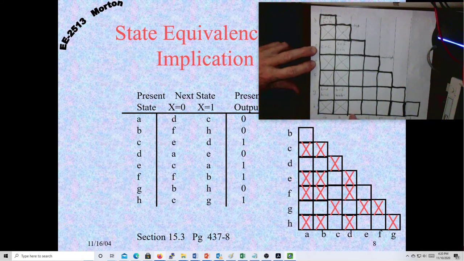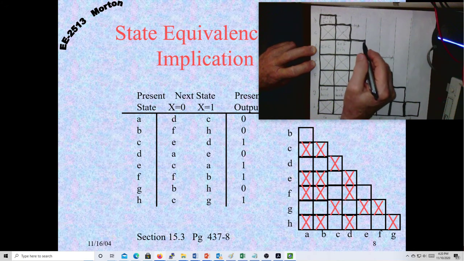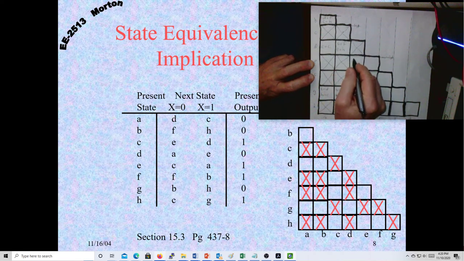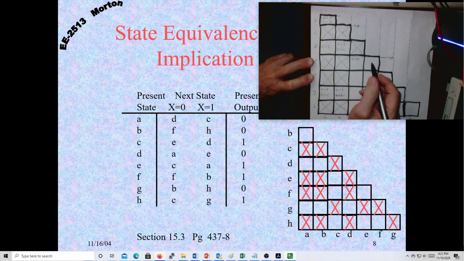Okay, how about C and D? C and D, that's not possible because they have different outputs. How about C and E? That is possible. So if C equals E, then C equals E. Oh, well, that's the same thing we're asking, so we ignore that. So then it's A has to equal D.